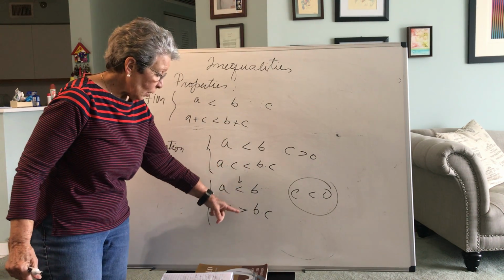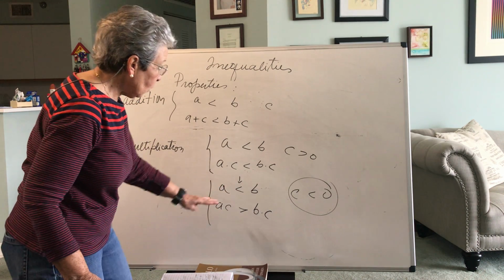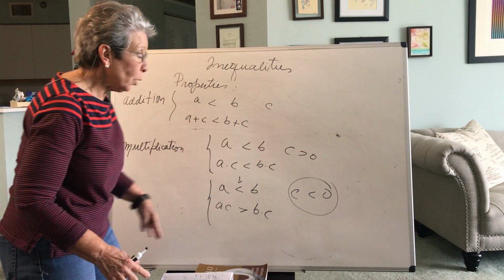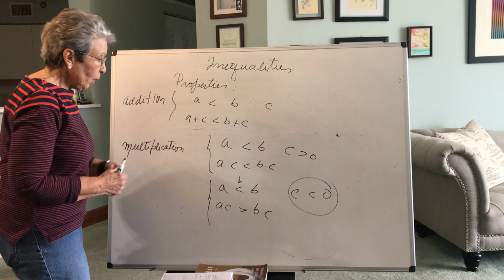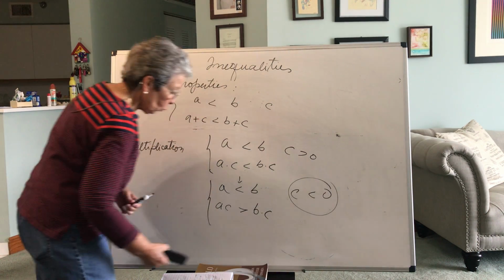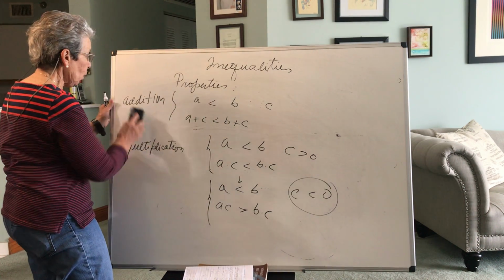It could be less than or less than or equal to. The only thing that is different is whether the solution is included or not. If you have the equal sign, you have to include the number in the solution. If you don't have the equal sign, the number is not included in the solution. These are the properties. Let's do some exercises applying the properties.